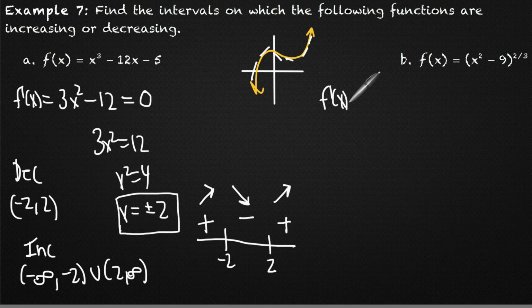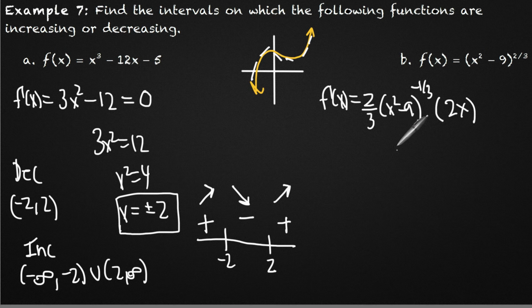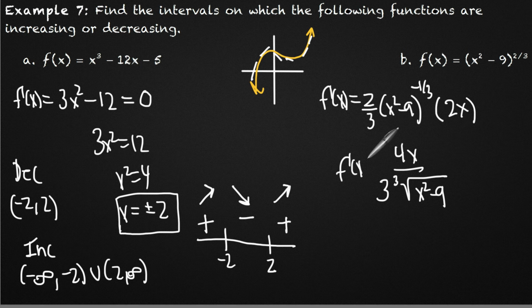We have f prime of x is equal to, we're going to have to use the chain rule, 2/3 times x squared minus 9, subtract 1 from this power gives you negative 1/3. And then we're going to multiply by the derivative of x squared minus 9, which is 2x. And so this is going to give us 4x over 3 times the cube root of x squared minus 9. And this is our derivative.